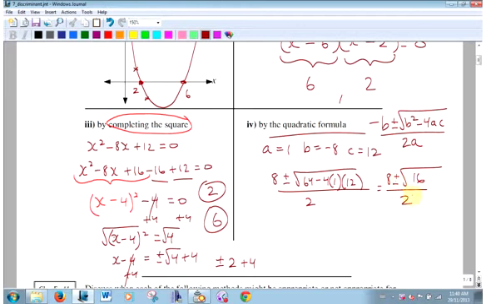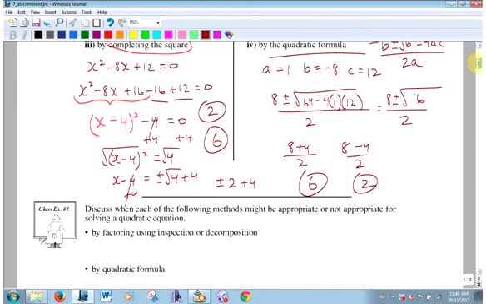So I got 8 plus 4 all over 2. I have 8 minus 4 all over 2. What's 12 over 2? 6. What is 4 over 2? 2. Same thing, right? 4 ways to do it. You got to know all 4 if you want a good mark.